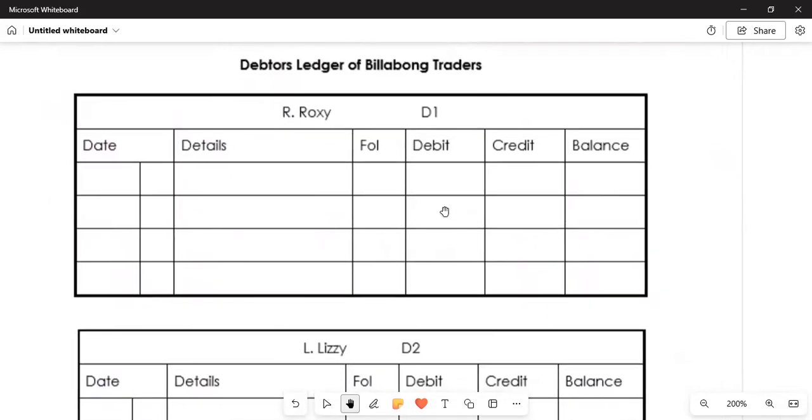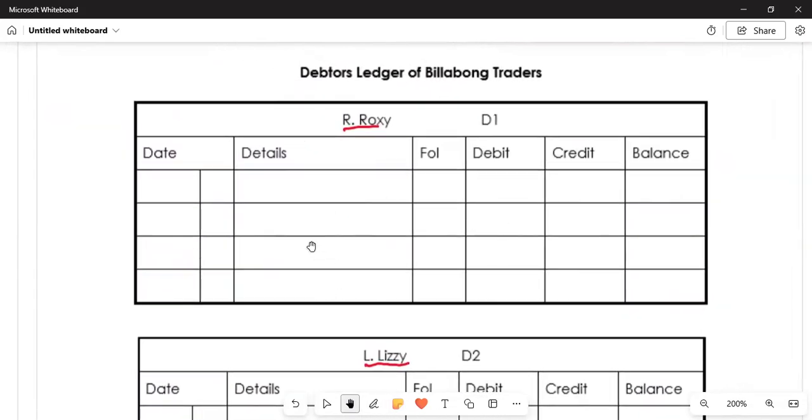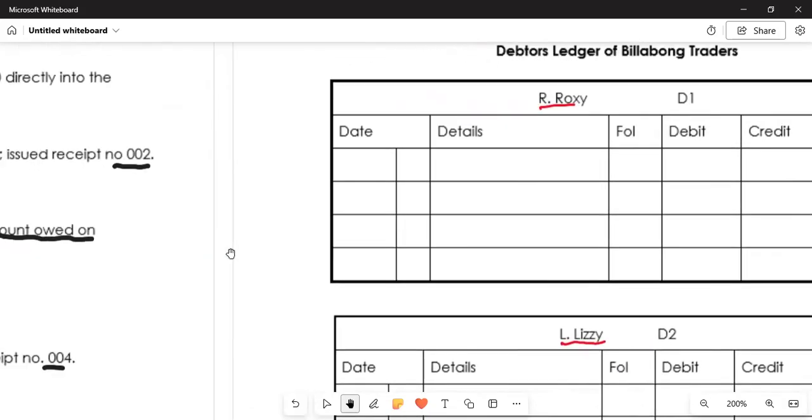We are asked to calculate the debtors ledger of Roxy and the debtors ledger of Lizzie. So now we are to go straight to the information, the transactions that we are given, for us to be able to calculate the debtors ledger of these two debtors. So now let us go straight to the information.